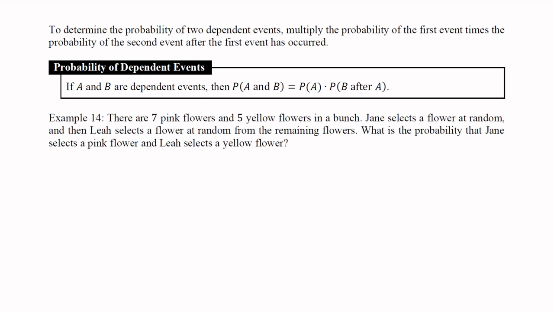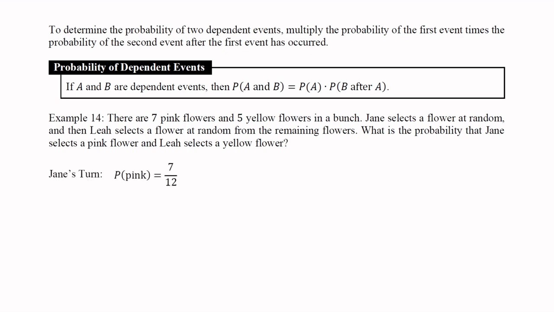So let's say there are 7 pink flowers and 5 yellow flowers in a bunch. Jane selects a flower at random, and then Lee selects a flower at random from the remaining flowers. What is the probability that Jane selects a pink flower and Lee selects a yellow flower?